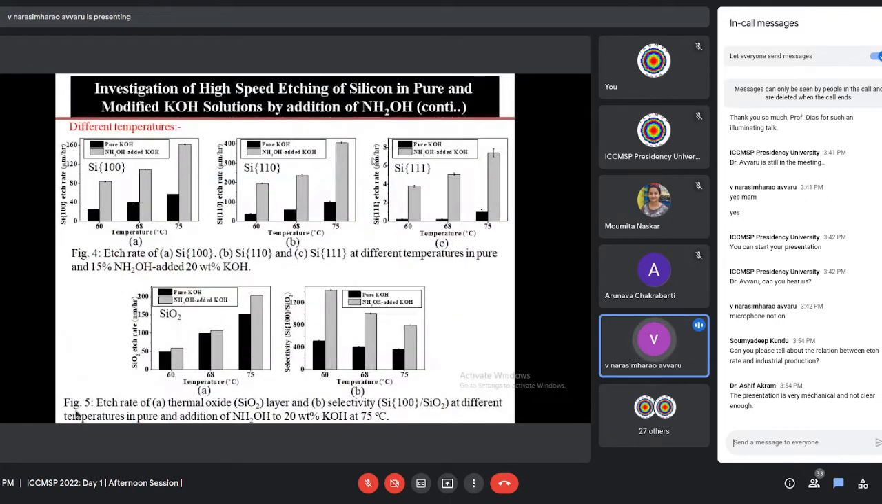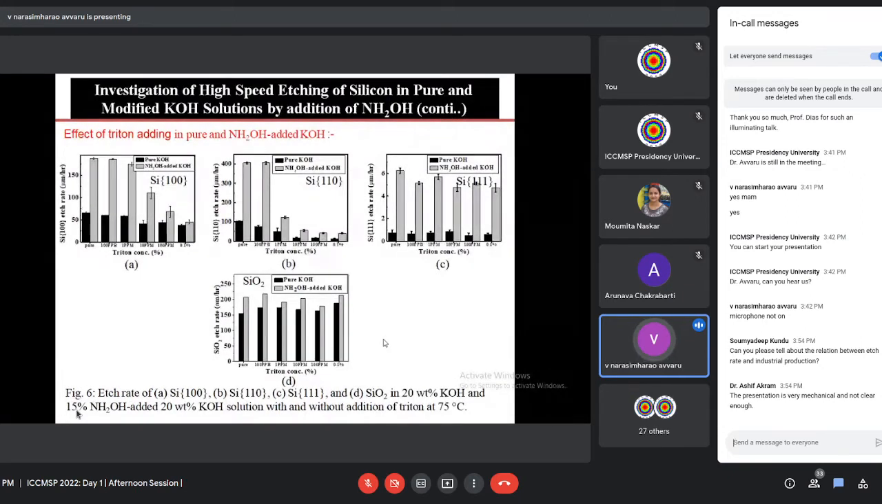This is a graph of different temperatures in pure and NH2OH-added solution. In various concentrations, we also observed a high etch rate compared to pure solution. Similarly, we studied the silicon dioxide etch rate and selectivity also. At low temperature, we observed high selectivity compared to high concentration.